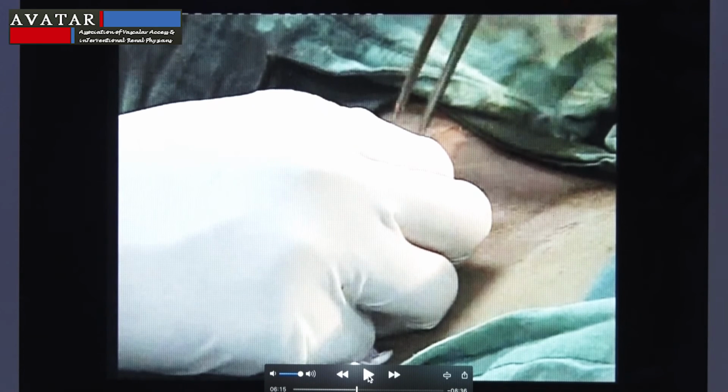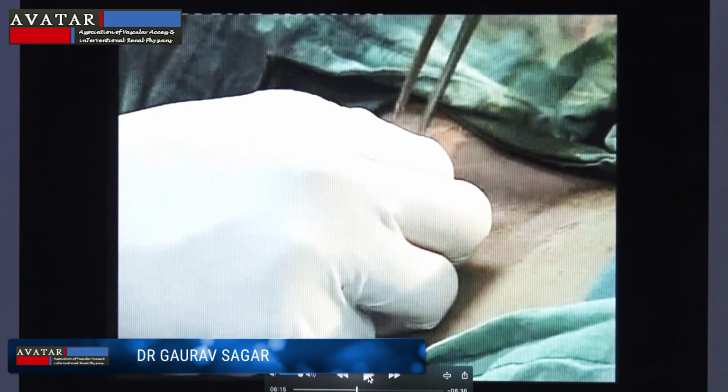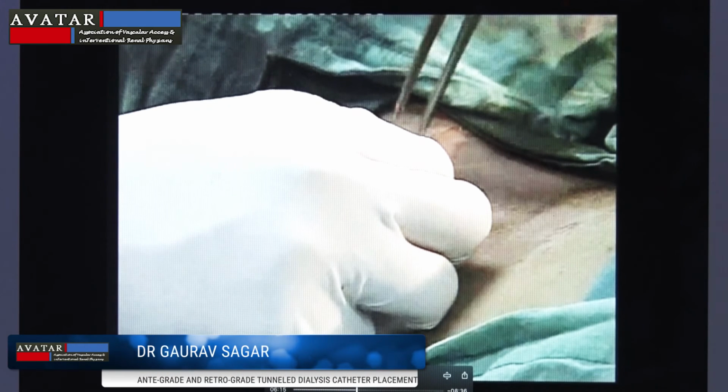So what are the differences between the antegrade and the retrograde tunnel dialysis catheter? The retrograde tunnel dialysis catheter offers a better tip position compared to the antegrade one. So especially in patients who are obese or who have a thick neck or who have had multiple accesses in the past with a lot of fibrosis, I would prefer the retrograde tunnel dialysis catheter in place of the antegrade.